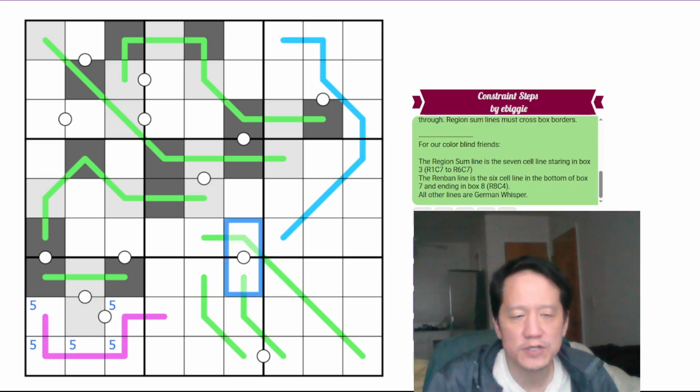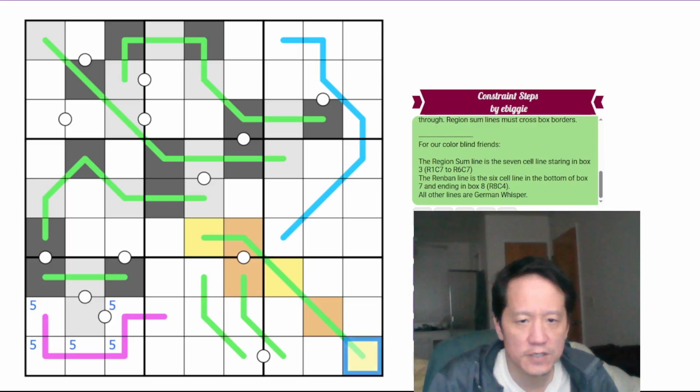These two are the same set, so we're going to mark them both orange. Therefore, we're going to make these yellow. So this is yellow, this is yellow, this is orange, and this is yellow. This must be yellow, which makes this orange.